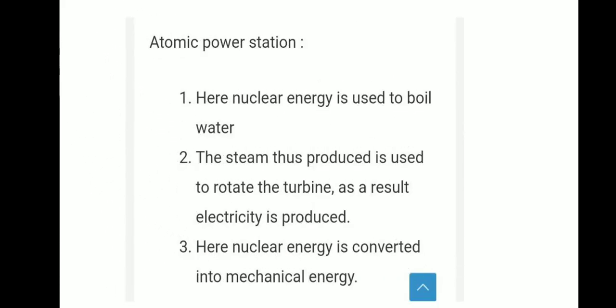Hydel power station. In a hydel power station, the turbine is made to rotate by the flow of water from dams. Here, kinetic energy is converted into electrical energy. And atomic power station. Here, nuclear energy is used to boil water. Then the steam thus produced is used to rotate the turbine. As a result, electricity is produced. Here, nuclear energy is converted into mechanical energy. Mechanical energy is converted to electrical energy.